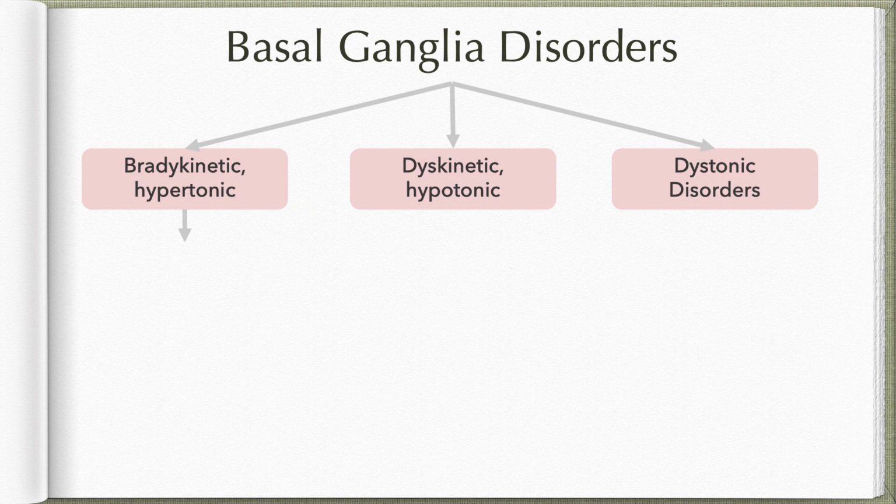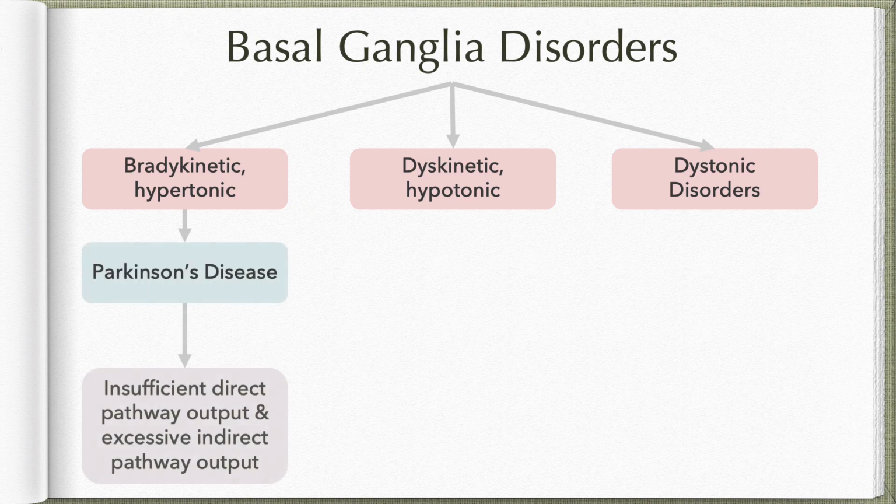Under the bradykinetic hypertonic disorders, we have Parkinson's disease. Now this whole set of activity, that is Parkinson's disease, is because of insufficient direct pathway output and excessive indirect pathway output. So both these will result in reducing overall movement, that is why resulting in bradykinesia.